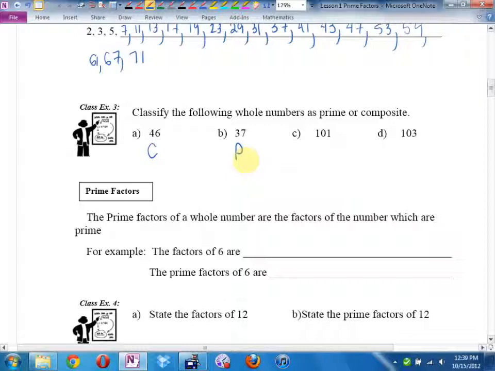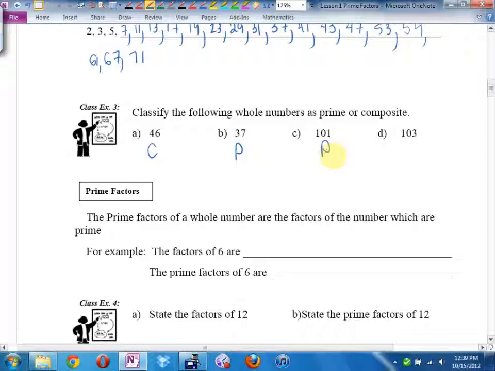101 divided by 13. You'll notice I'm only trying other prime numbers to see if they go into here. 13? What about 101 divided by 17? No. What about 101 divided by 19? 23 doesn't work. 29, 101 divided by 29? No. Okay. I think it's prime.